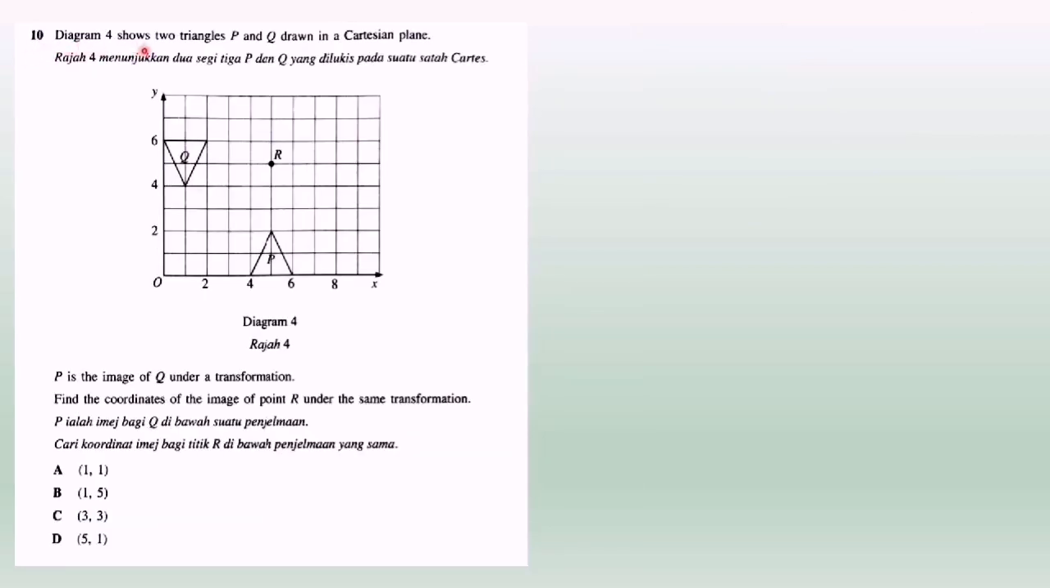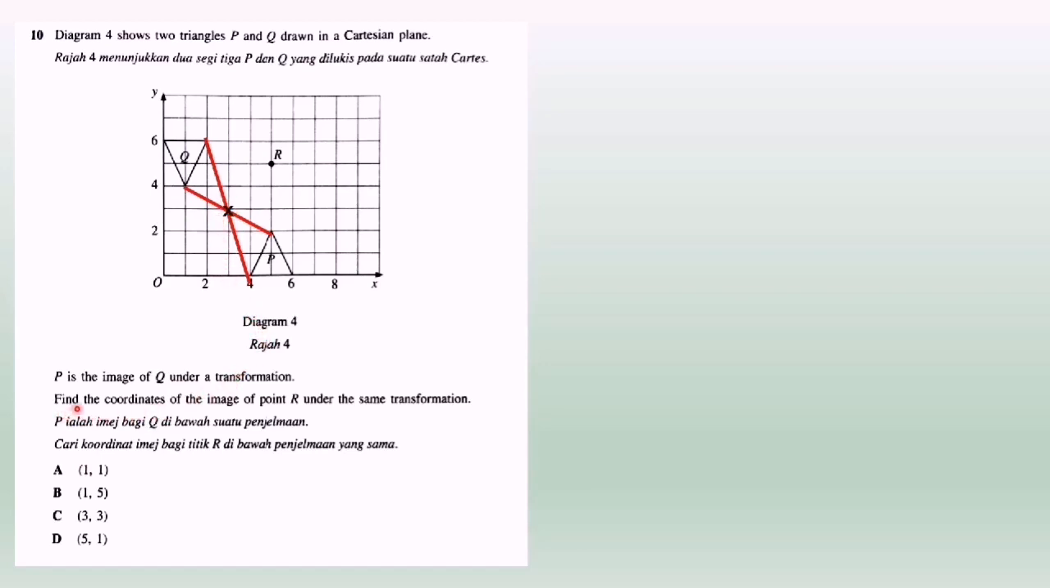Question 10. Diagram 4 shows two triangles P and Q drawn on a Cartesian plane. P is the image of Q under a transformation. Find the coordinates of the image of point R under the same transformation. Okay, this transformation is a rotation of 180 degrees. So to find the center of rotation, we find the corresponding vertex and draw a line. Another pair of corresponding vertices, draw another line. So here is the center of the rotation.